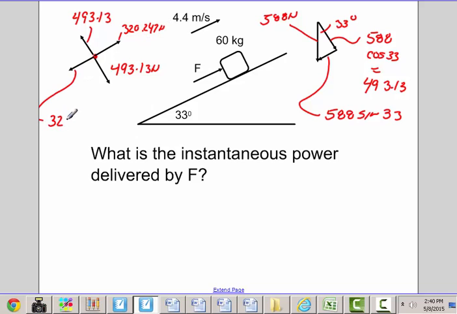Let me talk about why they're the same. The reason this and this are the same is because this is a constant velocity, and they're going to tell you that in the test. If it's constant velocity, the force and this have got to be equal to each other. Does that make sense? Otherwise, you've got acceleration. All right, so once you get this guy right here, you're done. Just instantaneous power: 320.247 times the velocity, 4.4, and that's all you have to do in the test.